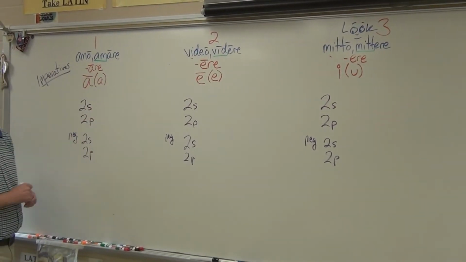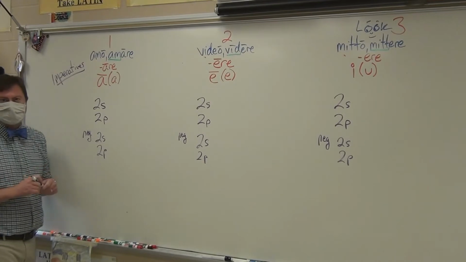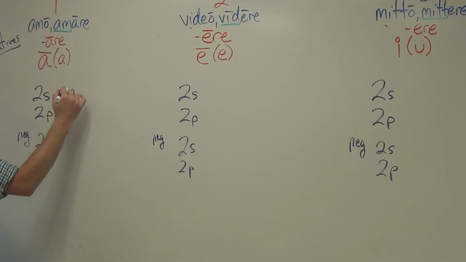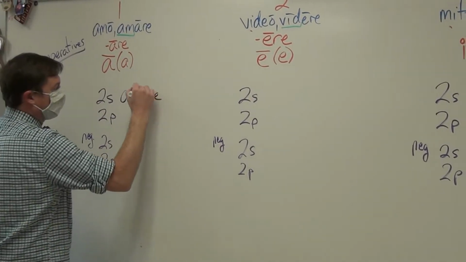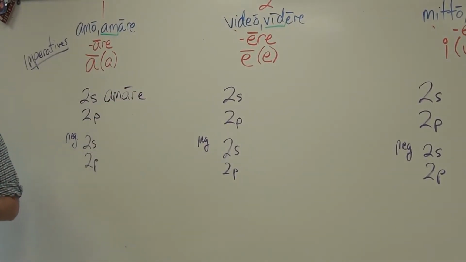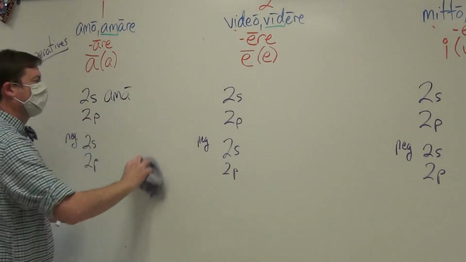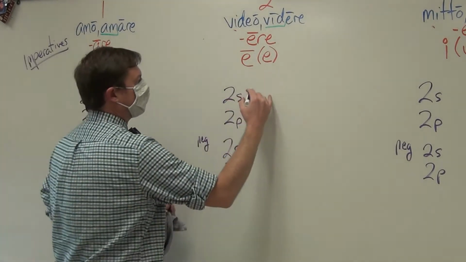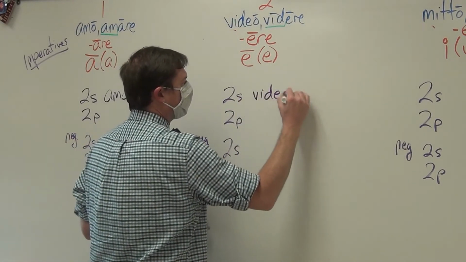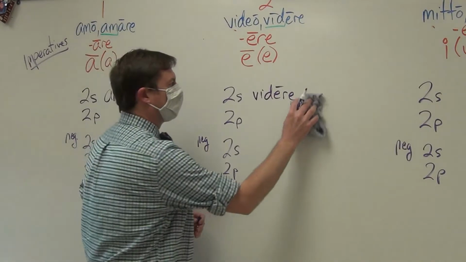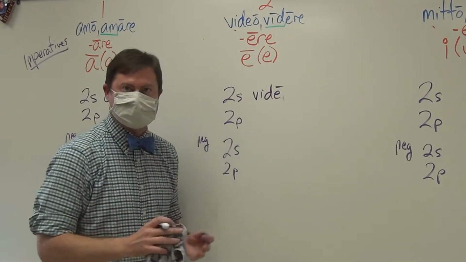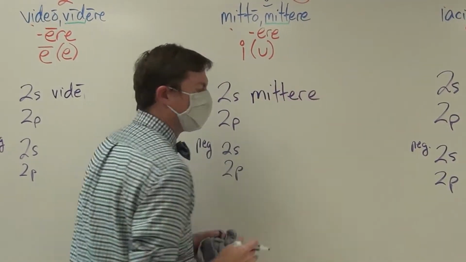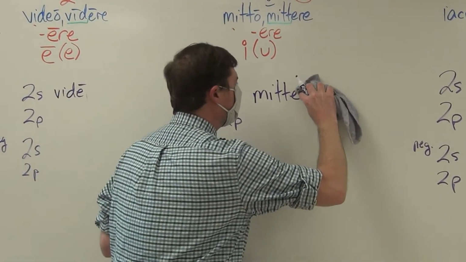Let's first go with the singular. The singular is the easiest thing in the world. All you have to do to make the second person singular imperative is you take your infinitive and you drop the RE. Tell one person, love! It's ama. Same thing here. Take your infinitive and drop the RE. See as a command. Take your infinitive and drop the RE.